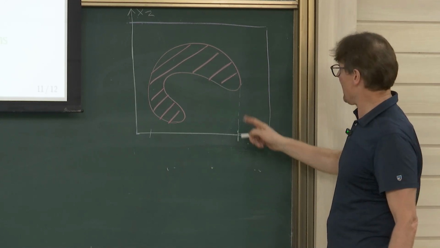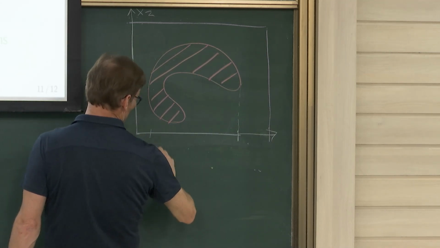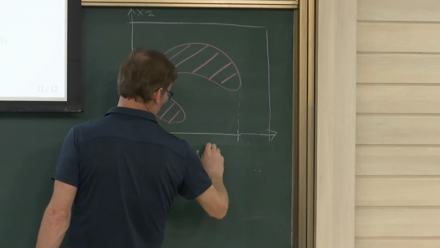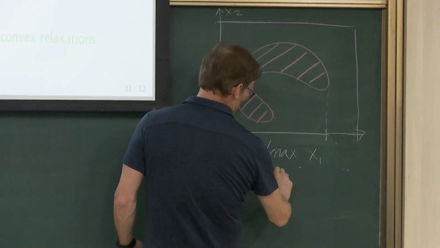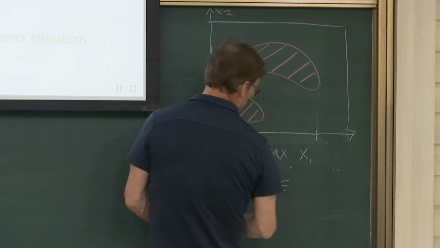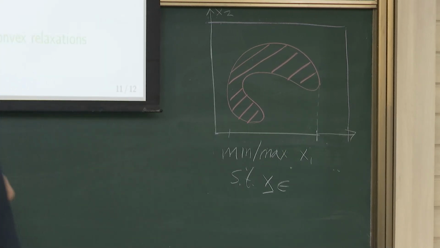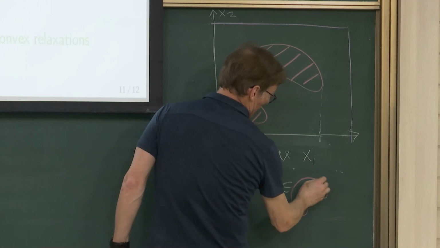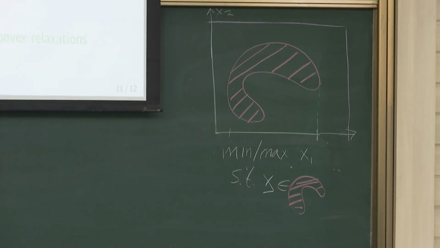And so to find this value, what I can do is minimize, or maximize in this case, x1, subject to x lying in my non-convex feasible set. Right, this little bean that I've drawn there. But that's a non-convex, nonlinear optimization problem. So that's a hard problem to solve.